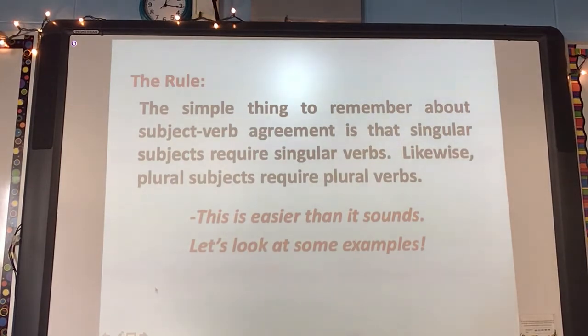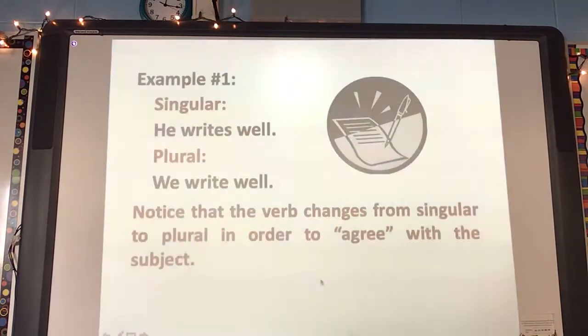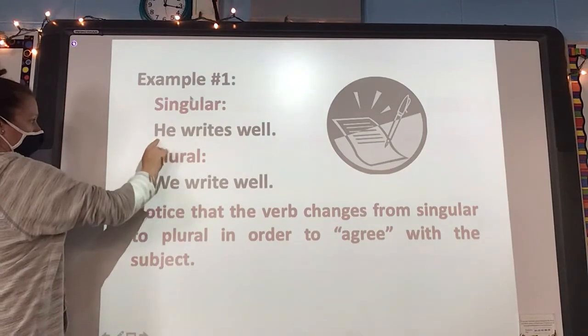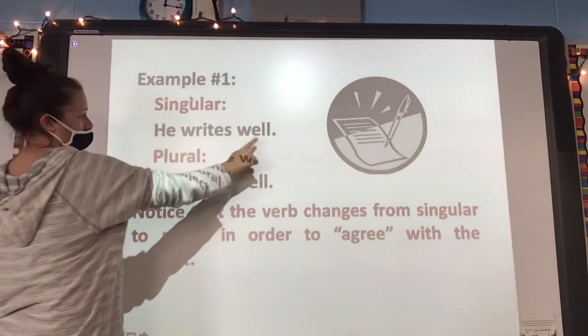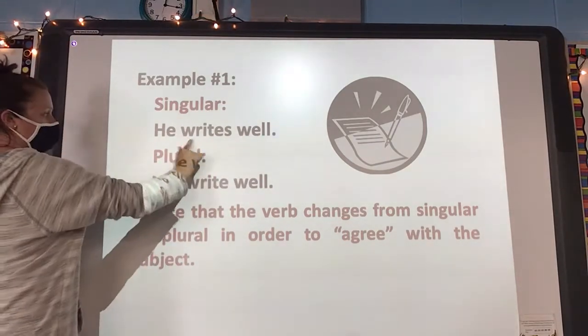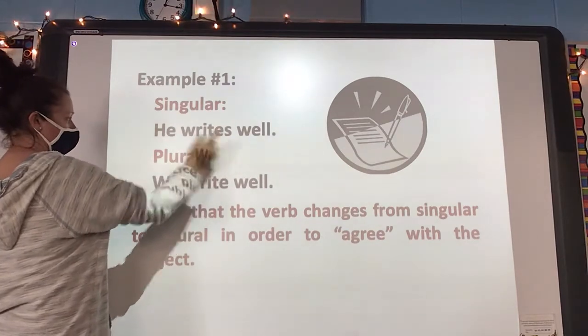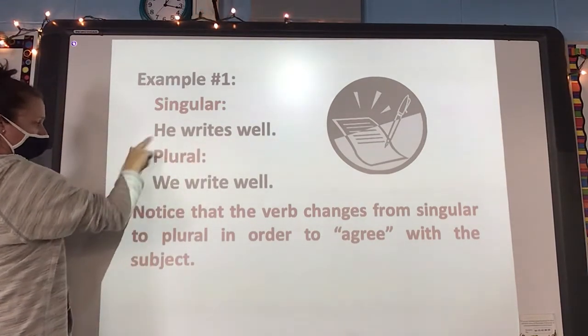The simple thing to remember about subject-verb agreement is that singular subjects require singular verbs. And likewise, plural subjects require plural verbs. So let's look at some examples. Example 1, a singular sentence here. I have one person, he writes well. Notice this verb, though, has an S on it for my singular subject.